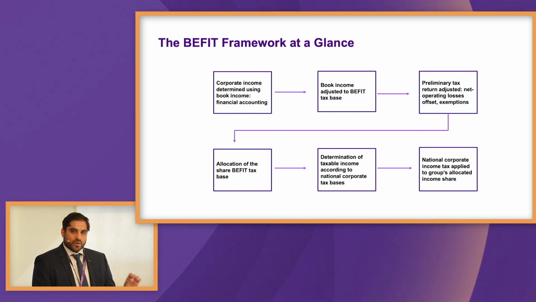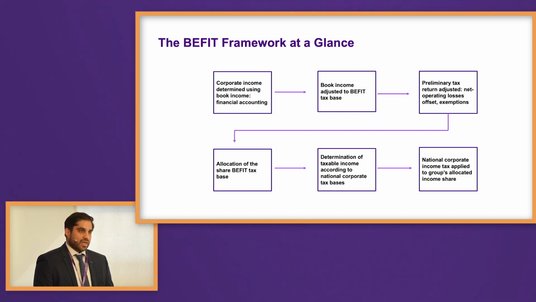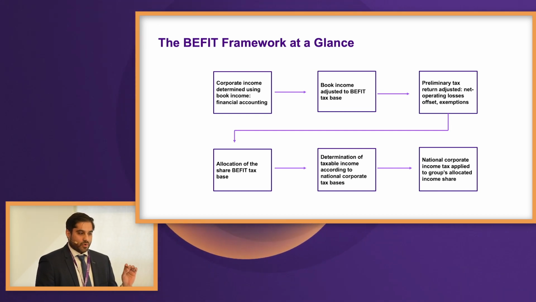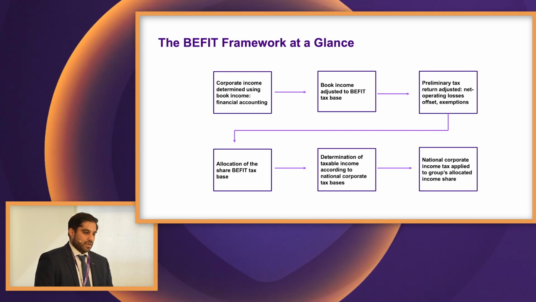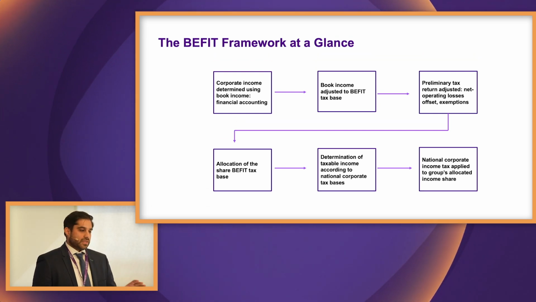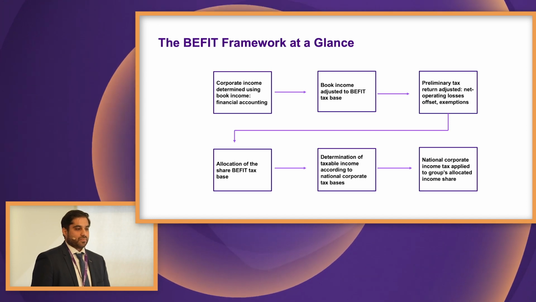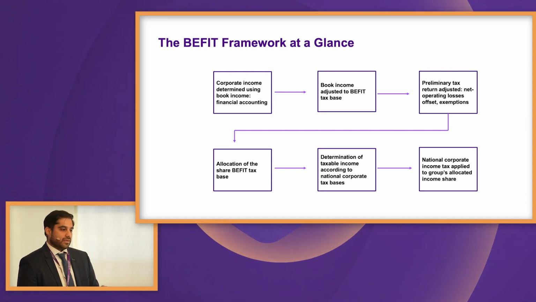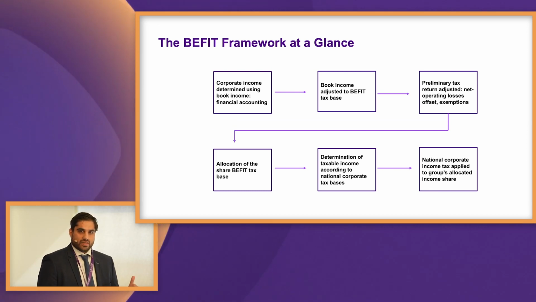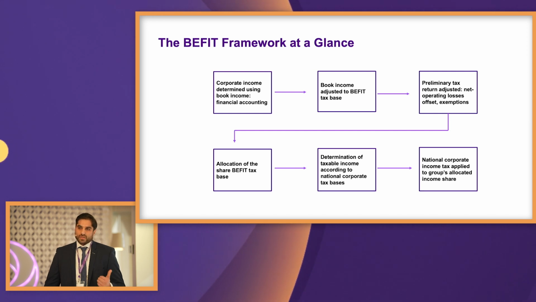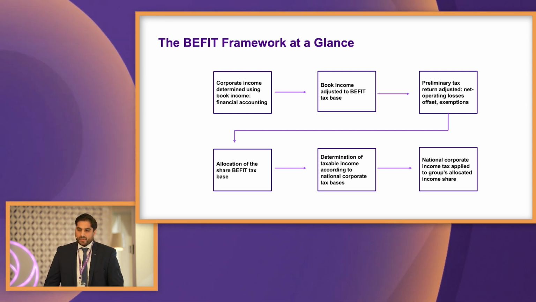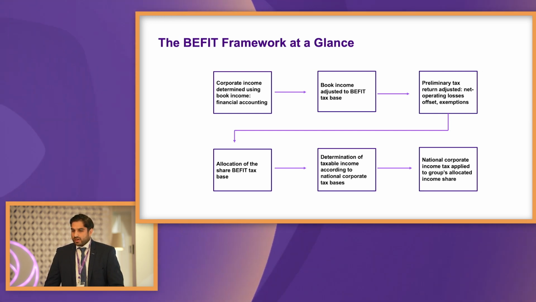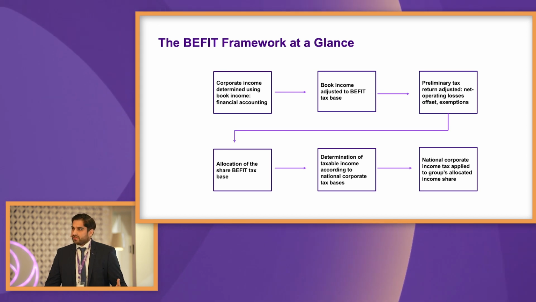Your starting point for the BEFIT is your annual accounts. Like Pillar 2, your starting point is your profit in the annual accounts. So you gather all the profits from all the countries in the European Union, and then you apply the BEFIT calculations. Those are like the direct tax, European direct tax calculations. For example, book-to-tax differences on depreciation, inventory valuation. And subsequently, you can also adjust your taxable results with losses of other member firms.